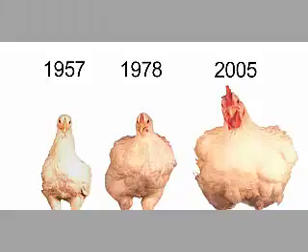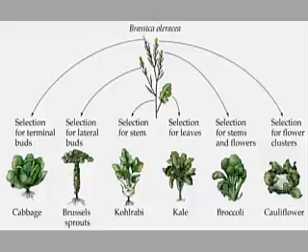Look at this chicken from 1957. Look at this one in 2005. We bred for that. Look at this pretty flower. It's actually broccoli and cauliflower and kale and Brussels sprouts and cabbage. We bred for it.